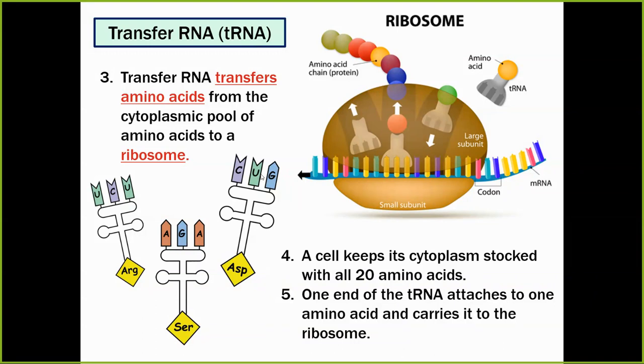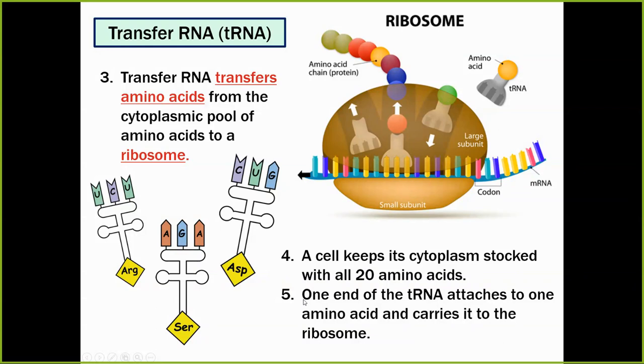By the way, these amino acids that are hanging out in your cell, you get these from the food that you eat. All living things do this. So any living thing is going to get these amino acids from the food that they eat, and they just hang out in the cells. Again, each cell keeps a stock of all 20 amino acids.